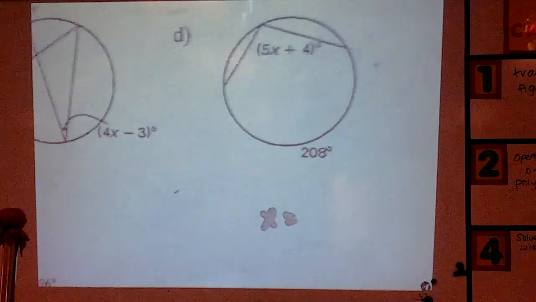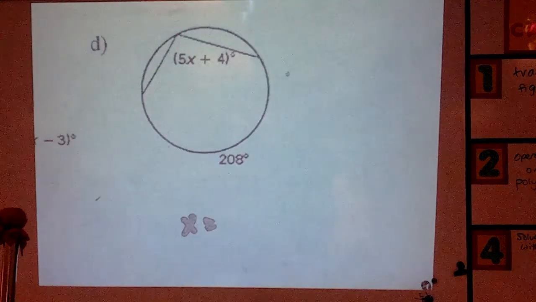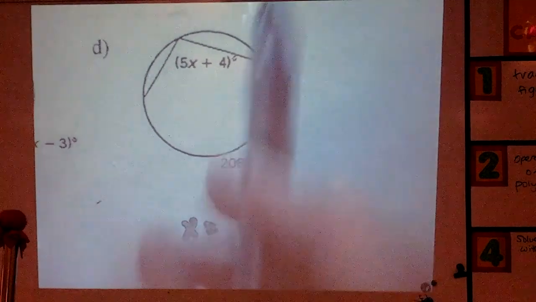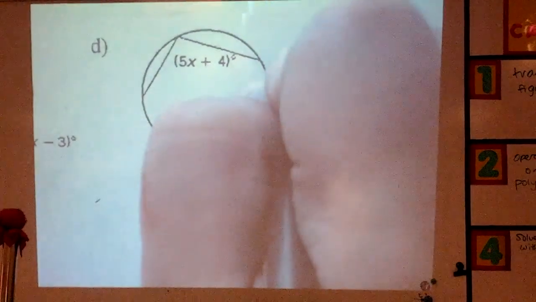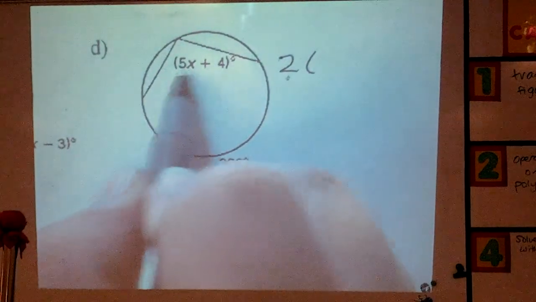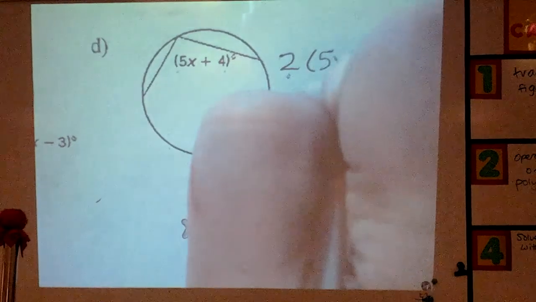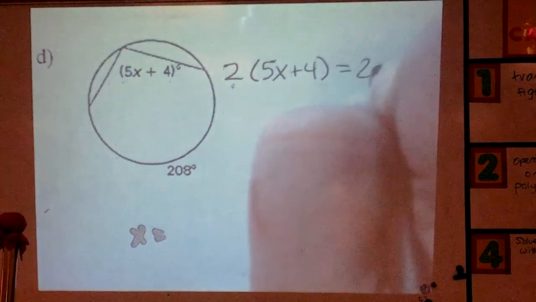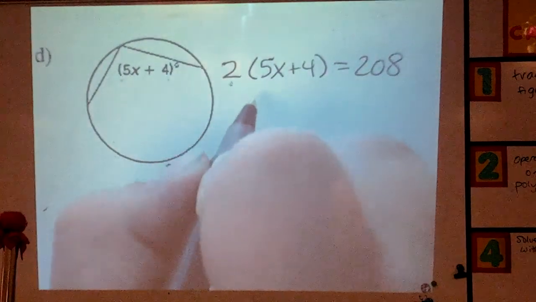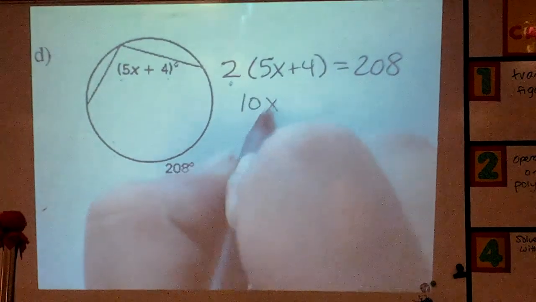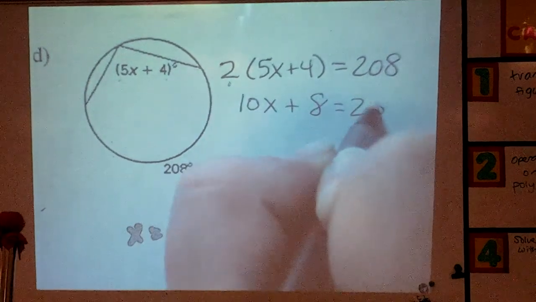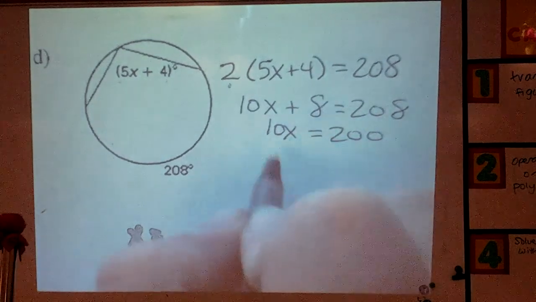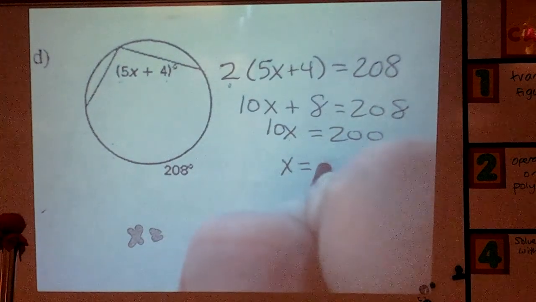Now we start moving into harder problems involving variables. So we always go back to our idea that twice your angle equals your arc. So 2 times my angle. What's my angle? 5x plus 4. Equals my intercepted arc of 208. Oh no, I have to distribute. So 10x plus 8 equals 208. Subtract and divide.